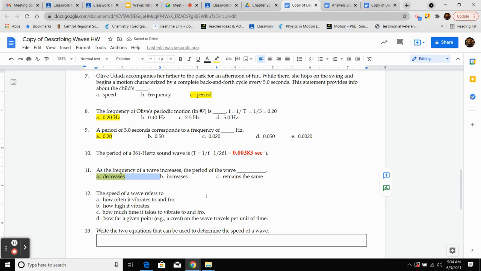The speed of the wave. How much time it takes to vibrate back and forth? No. How high? No. How often? No. How far a given point, such as a crest, travels per unit of time? Yep.